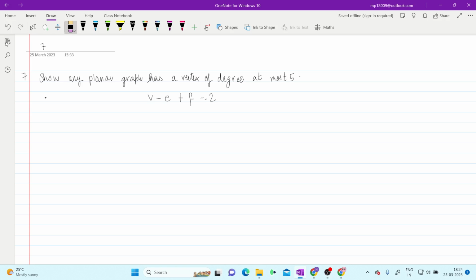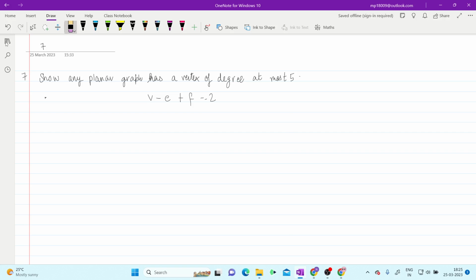Okay. Now we have to show that any planar graph has a vertex of degree at most 5. So if G is a planar graph, there will be at least one vertex which has degree less than or equal to 5.